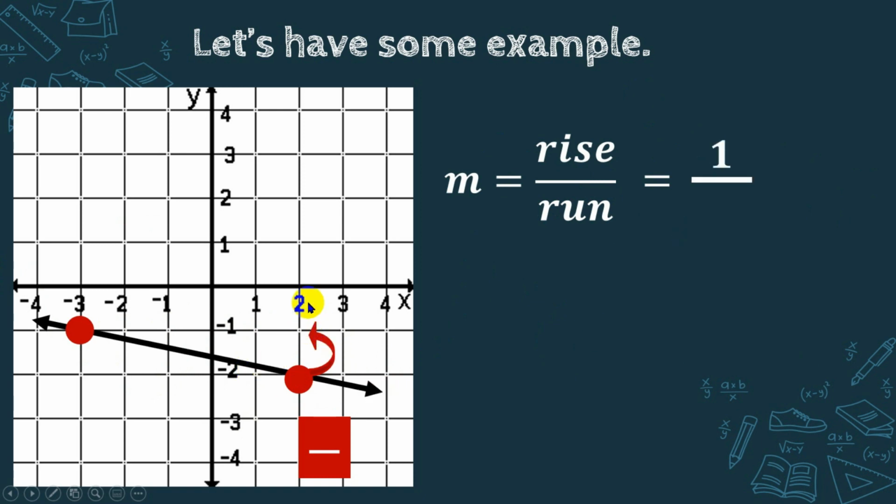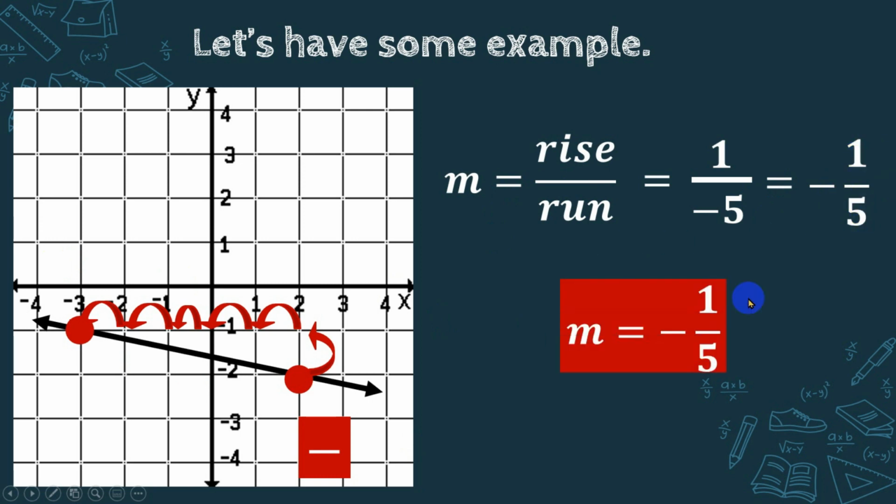Then, for the run, as you can see, papunta tayo sa kaliwa. And kung titingnan natin yung x-axis, pag papunta siya sa kaliwa, negative yon. Ganon din po dito sa slope. Dahil papunta tayo sa kaliwa, negative din po yung magiging result natin dyan. Ilang units papunta doon sa ating second point? We have 1, 2, 3, 4, 5. There are 5 units, so the run will be negative 5. And the final answer for the slope of this line is negative 1/5. Okay? Negative 1/5 is the slope of our second line.